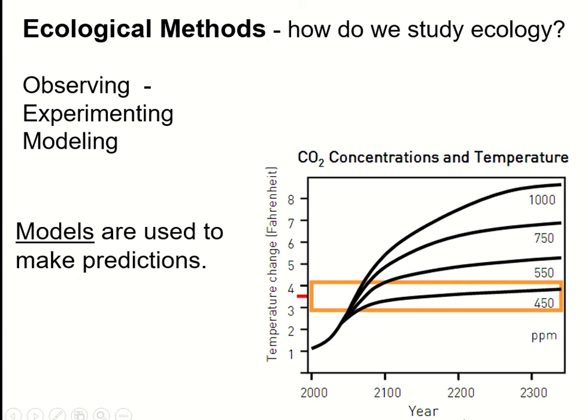Okay, models are ways that we can predict what's going to happen. So here's a model of the carbon dioxide concentrations and the temperature projections that we've seen and how it will affect. All of these are good, but you have to remember that it has its limitations.